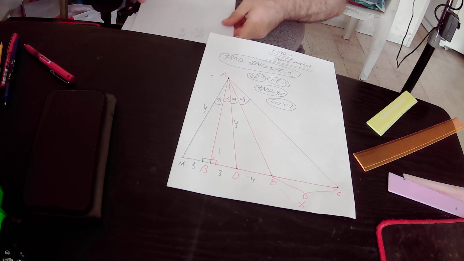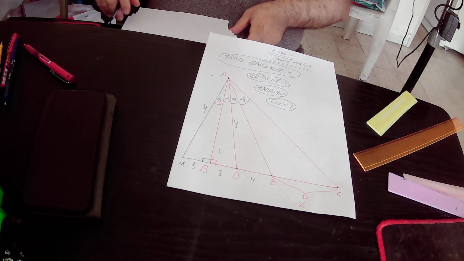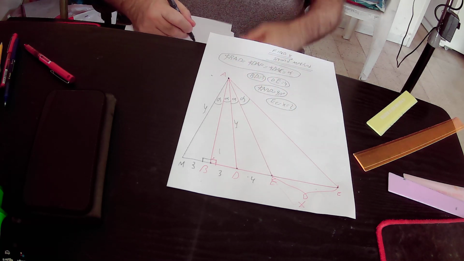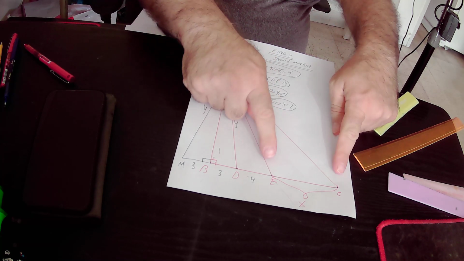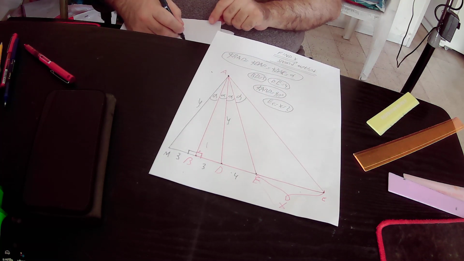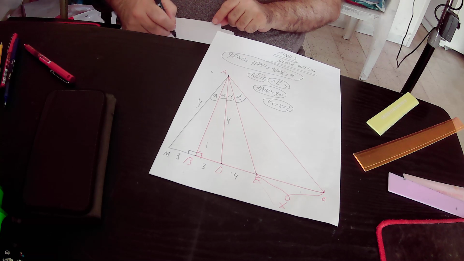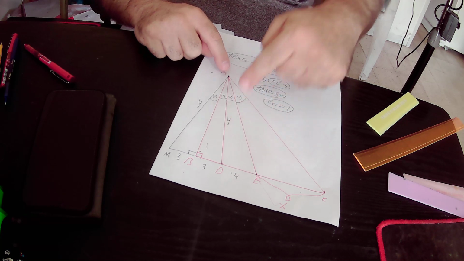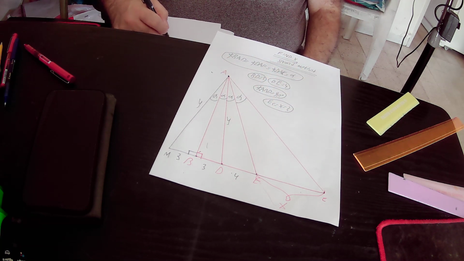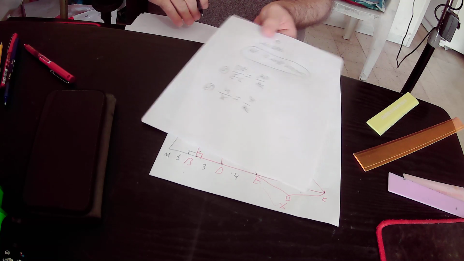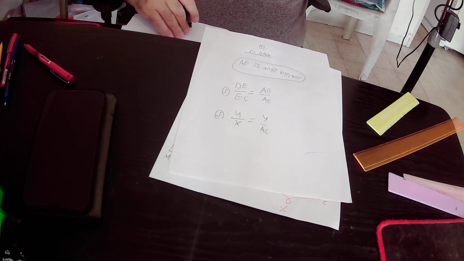But what is the value of DE? DE equals 4 units. What is the value of EC? EC equals X. That is the value that we want to find out. What is the value of AD? AD equals Y. So in total we get that 4 over X equals Y over AC.